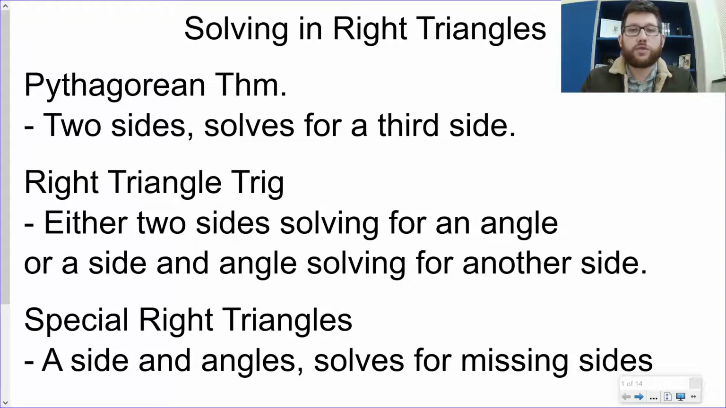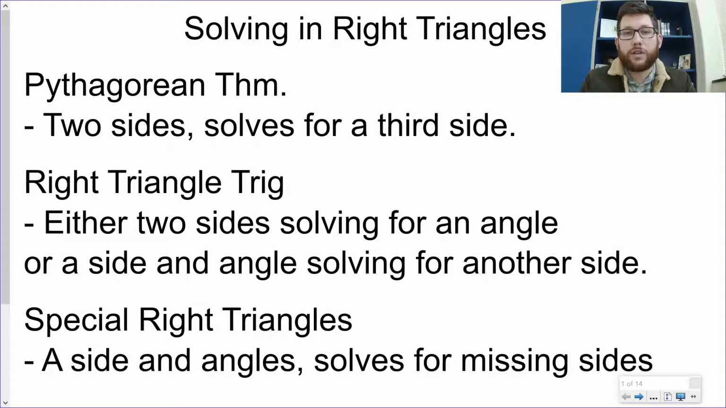Now, right triangle trig, that's our SOHCAHTOA, and that's really great if I have two sides. I can solve for one of the angles, or if I have a side and an angle, I could solve for another side. So that gives us a little more flexibility. With the angle sum theorem and the Pythagorean theorem, it's either angles solve for angles, sides solve for sides. So this is the first one that really breaks in and lets us solve sides or angles depending on what I have. And then our special right triangles.